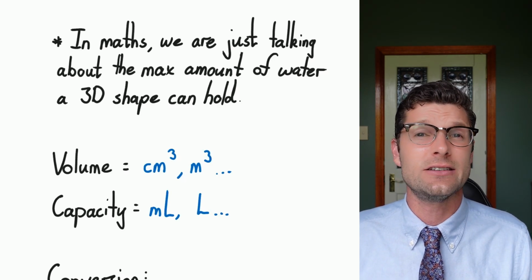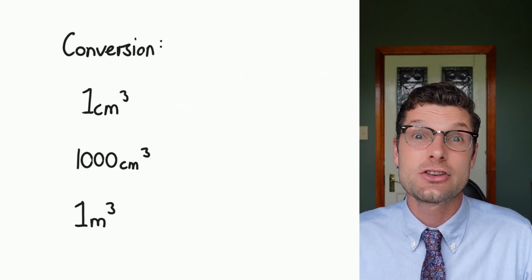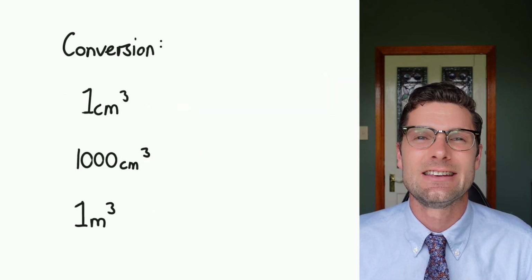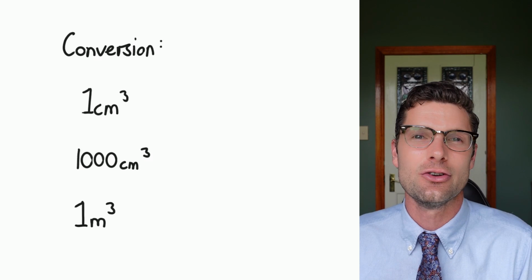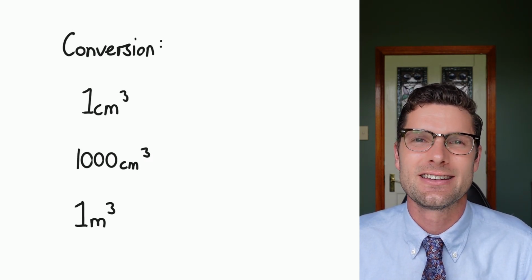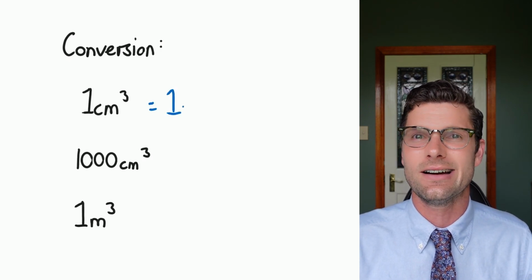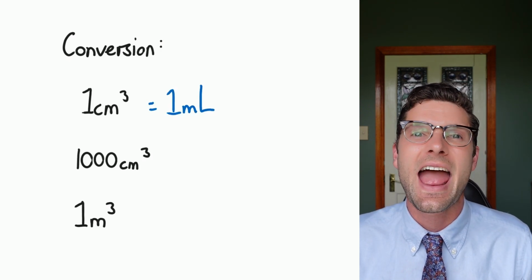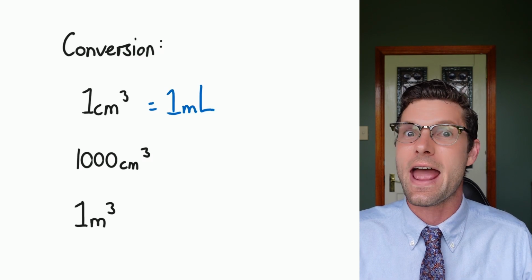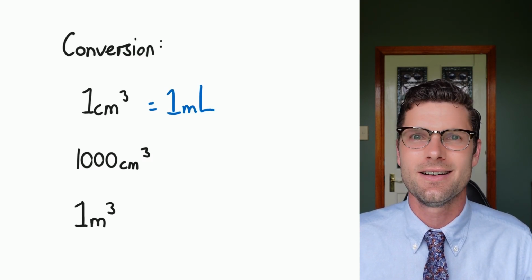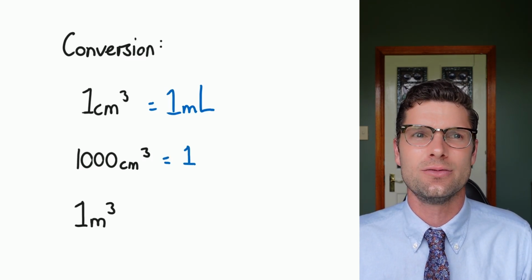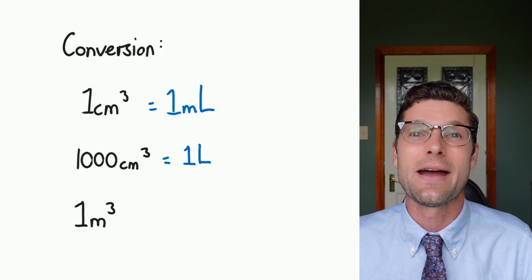So there has to be a way to convert in between these two. So luckily for us, there is a really easy way to convert in between these two units. Gotta love the metric system. So 1 centimeter cubed is equal to 1 milliliter. So that's nice and cruisy. And then we know if we've got 1,000 milliliters, that would be 1 liter. So 1,000 centimeters cubed is 1 liter, which again makes total sense.